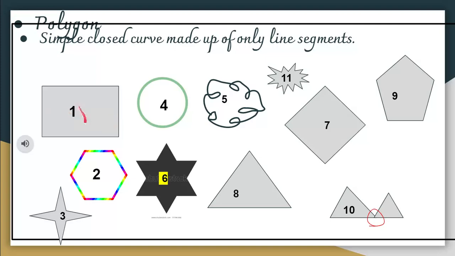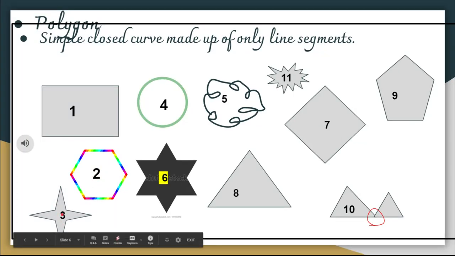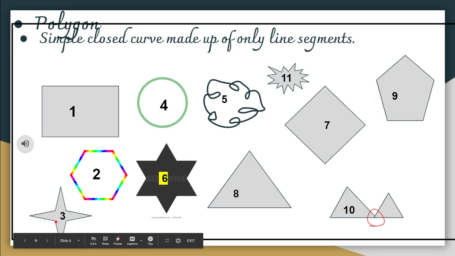Now let us look at number 2. Number 2 again is a closed curve and also a simple curve, and it has 6 line segments. Therefore this is also a polygon, right? Now see the third one. Here also you see only line segments. How many line segments are there? 8 line segments form this curve. So this one is again a polygon, right?